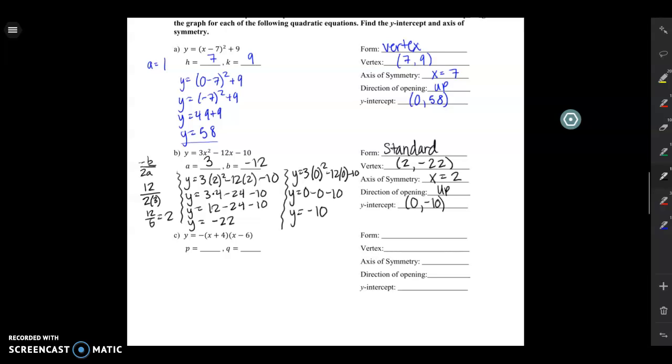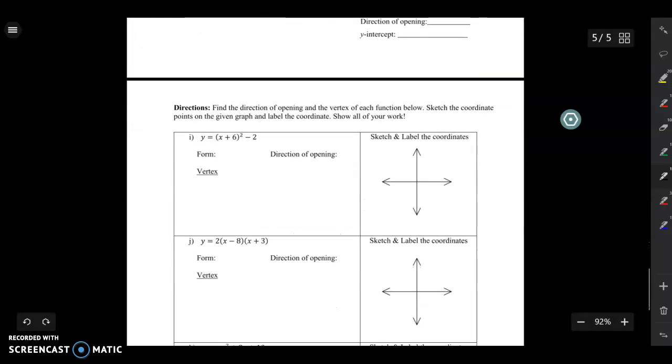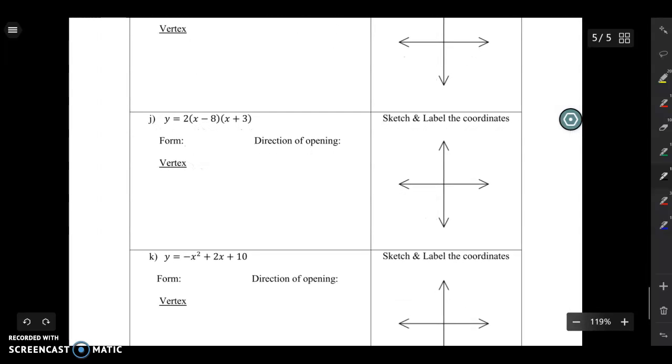So we are going to jump down and do an example in factored form, but I want to do one from this last page. There are a lot more examples you can work on, but I want you to see what it would look like to actually put these things on a graph. In this example J, we're in factored form. We're opening up because a is positive. And for my vertex, I have to take p and q. So p is 8, q is negative 3.